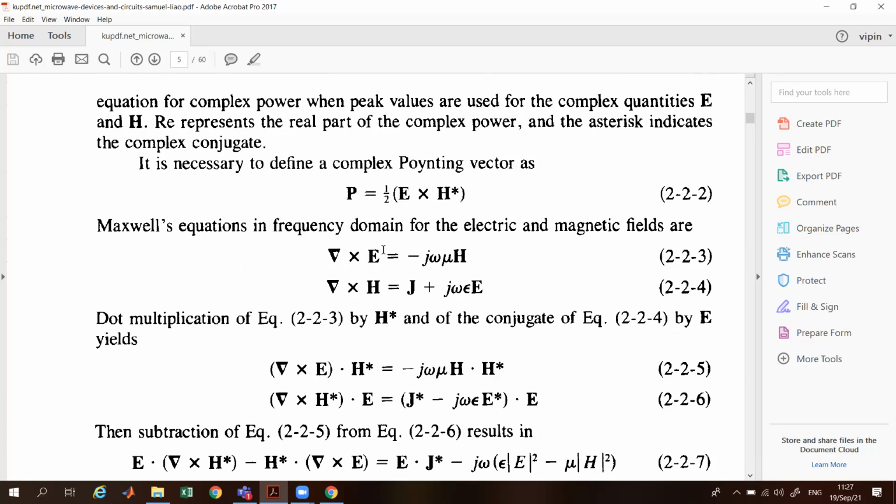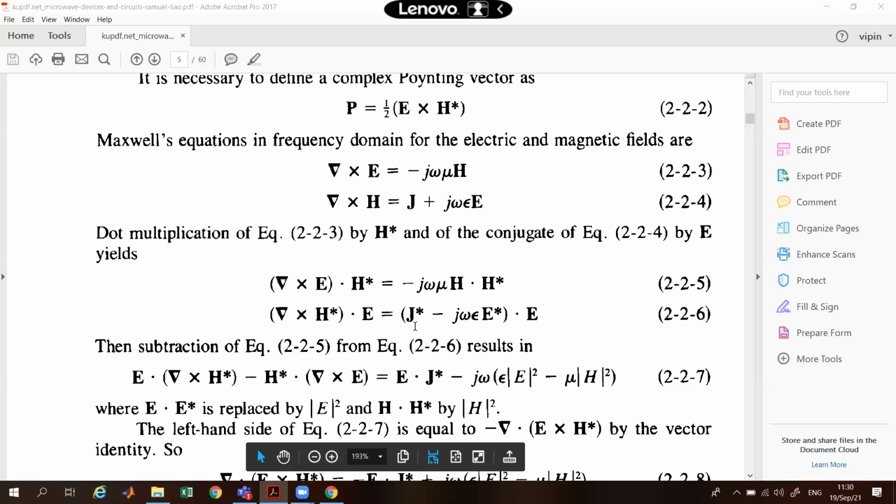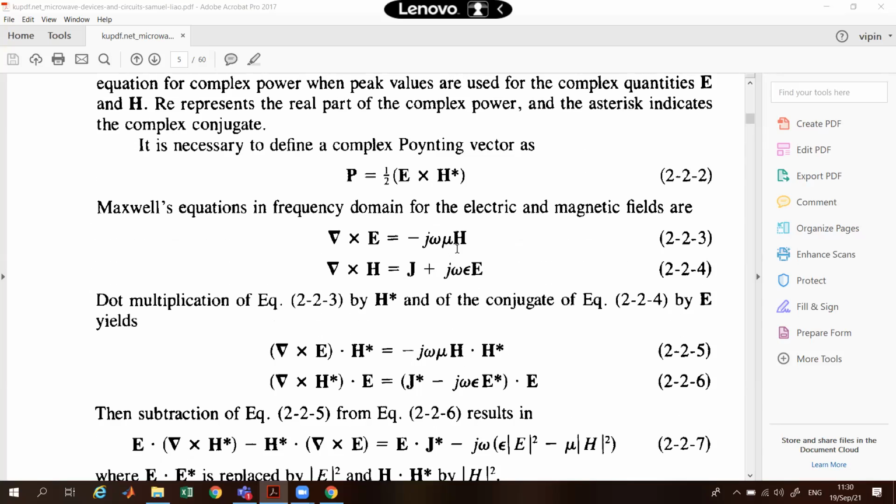Maxwell equations in the frequency domain. Now, if we use the Maxwell equations, we have curl of E vector equals minus j omega mu H vector, and curl of H vector equals J vector plus j omega epsilon E. If we do a dot multiplication of equation 2.23 by H complex conjugate, and of the conjugate equation by E vector, we get minus j omega mu H dot H star, or the complex conjugate, and curl of H conjugate dot E equals J conjugate, because now we are using this one as complex.